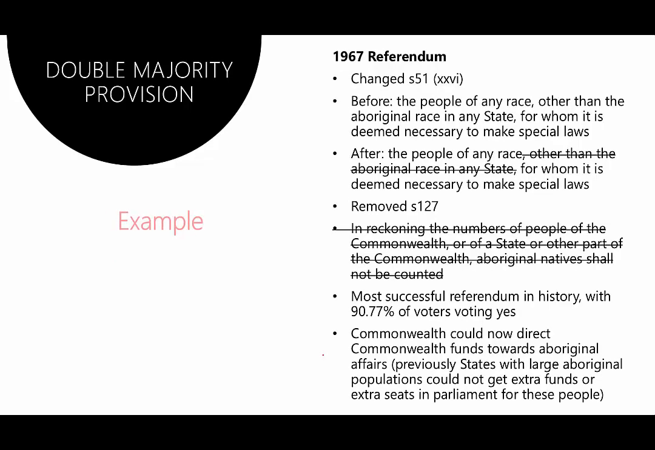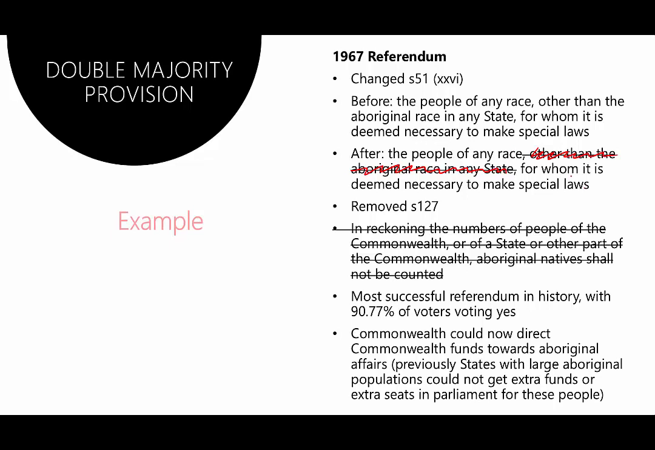A very quick example of the Constitution being changed is the 1967 referendum. That's where we had Section 51, Clause 26, that used to say the Commonwealth could make laws for the people of any race other than the Aboriginal race for whom it is deemed necessary to make special laws. And we got rid of the "other than the Aboriginal people" part. So the Constitution now reads, the Commonwealth has the power to make laws for the people of any race for whom it is deemed necessary to make special laws.